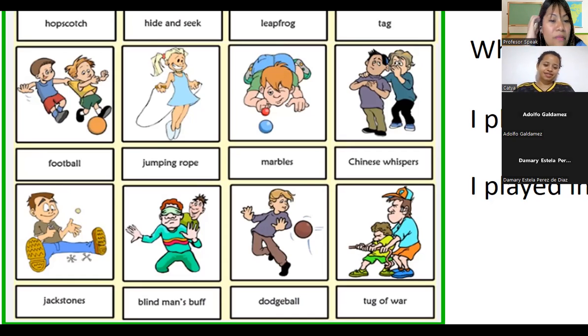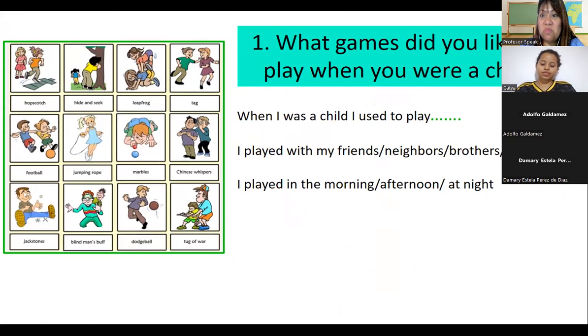Next one, blind man's buff. What is that one? Blind man's buff. Yo lo relaciono con la gallina ciega. Turn around three times and then you start looking. Okay. Next one. Dodgeball. Quemado. Ah, that's right. How do you know, right? Next one. Tug of war. Arranca cebolla. Okay, it could be, or another one. In El Salvador, we have arranca cebolla. In certain countries, it's like jalar la cuerda. There you go, and you do it.